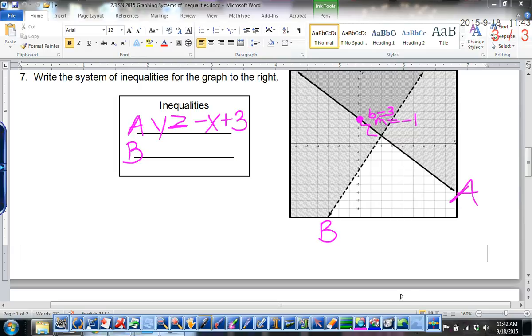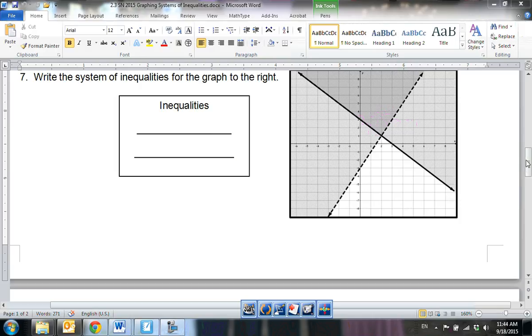All right, what would be the inequality that represents B? y is greater than 2x minus 3. Everyone cool on that? All right, flip to the back for me. All right, take a sec and read that situation.